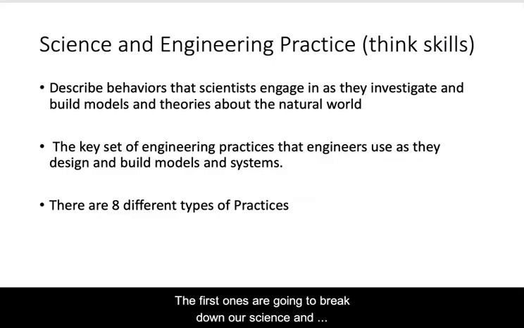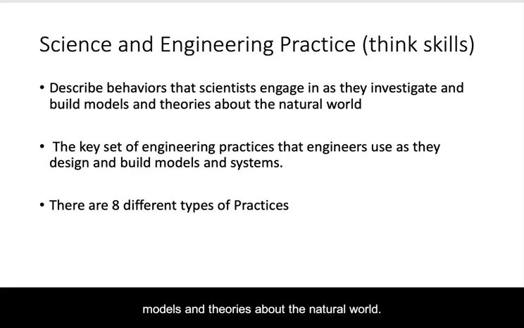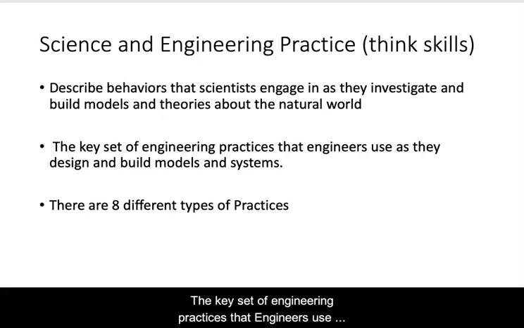So let's break down each of these 3 dimensions so you can better understand them. The first ones we're going to break down are science and engineering practices. Think skills, or what we want our students to be able to do in science. It describes behaviors that scientists engage in as they investigate and build models and theories about the natural world. The key set of engineering practices that engineers use as they design and build models. And there are 8 different types of practices. Don't worry, you're not expected to know and do all 8 different types of practices in each standard, but rather each standard has one of these practices in it.